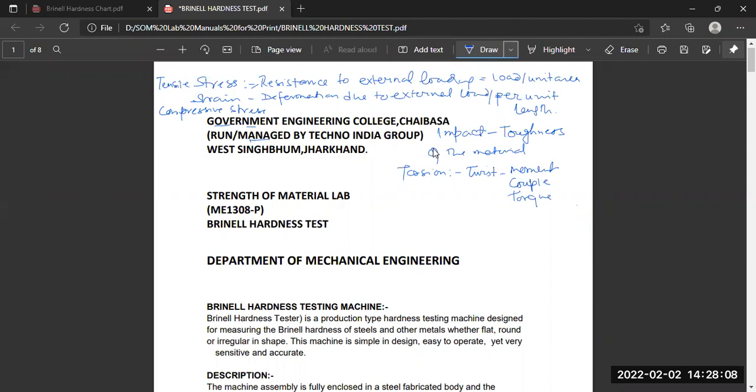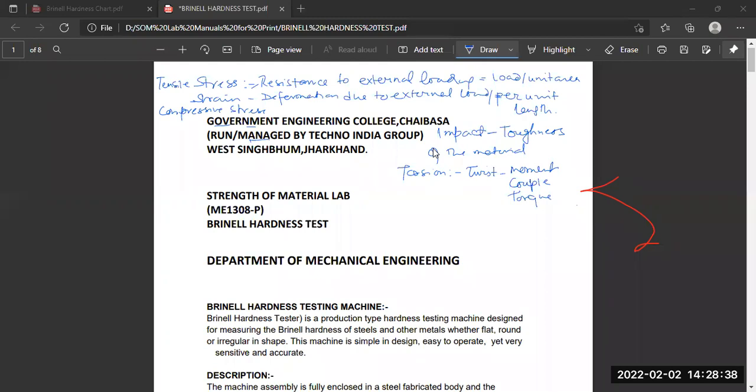These are the few properties we are supposed to check of the material. First, hardness, next, tensile strength, next, compressive strength, and impact toughness, fourth, torsion. For a particular machine member, we are supposed to check all these strengths, and we have to ascertain they are well within our working limit. At least well within our safety limit, not beyond that. Otherwise, it may break due to impact, due to torsion, etc.